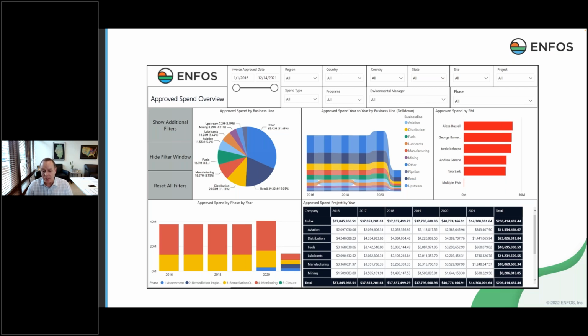By various types of filters, by project manager, by phase of work, by business line, and so on. This is another critical element in this modern era of technology that's an extremely important piece to your cost management strategy.